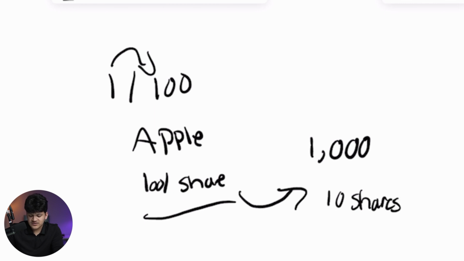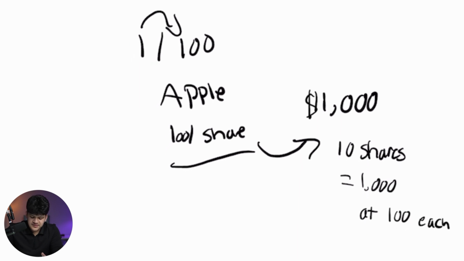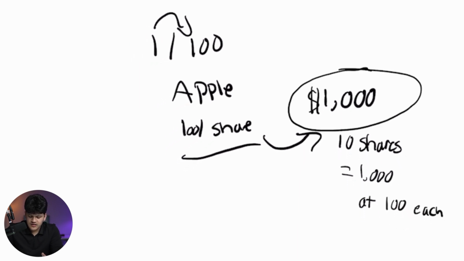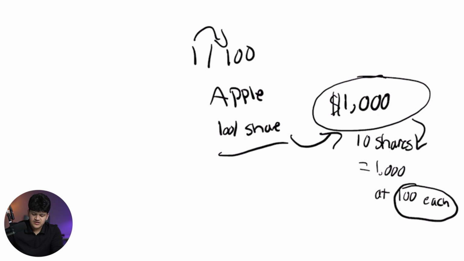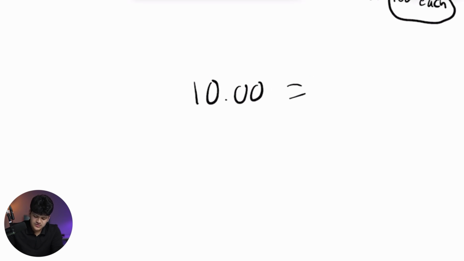So just to go over this, we have $1,000 to spend here. We can buy 10 shares at $100 each, giving us effectively 10 shares. Our total cost in is going to be $1,000. Now watch what happens here.